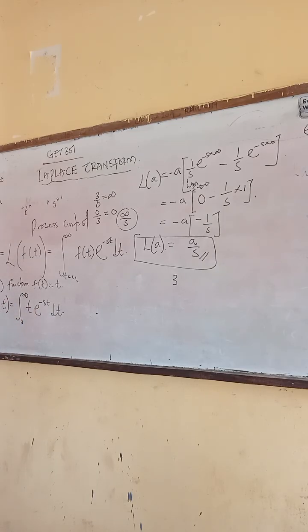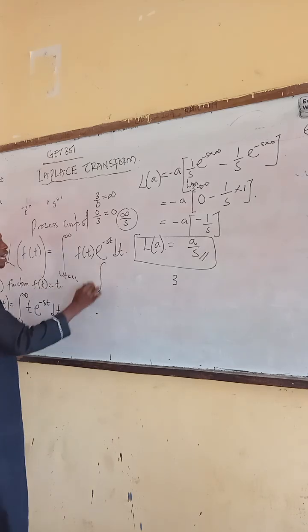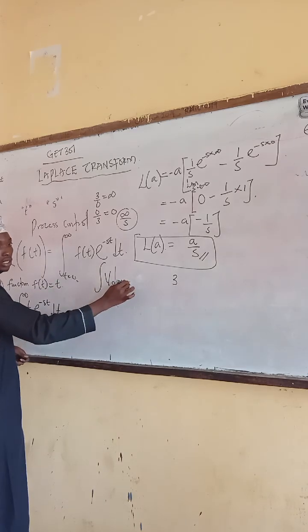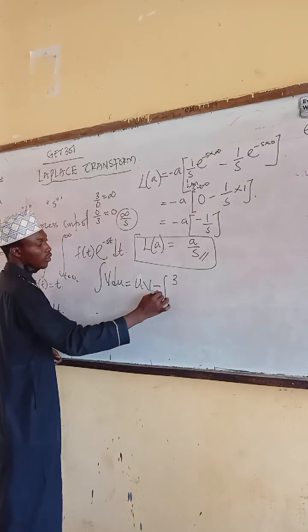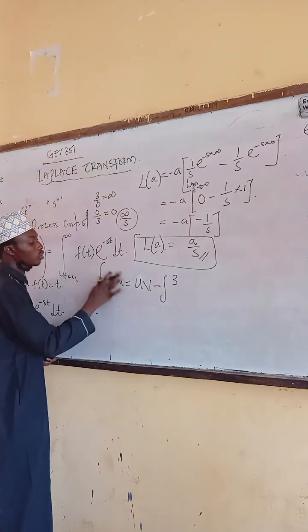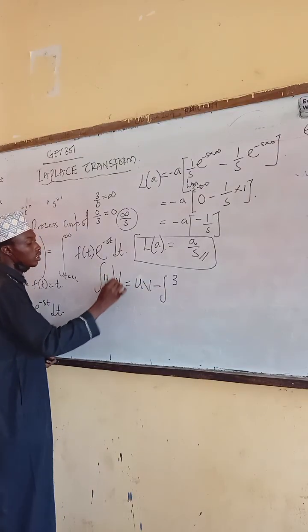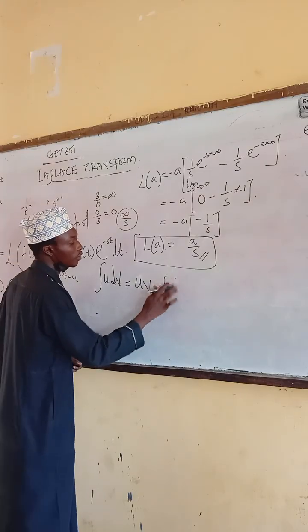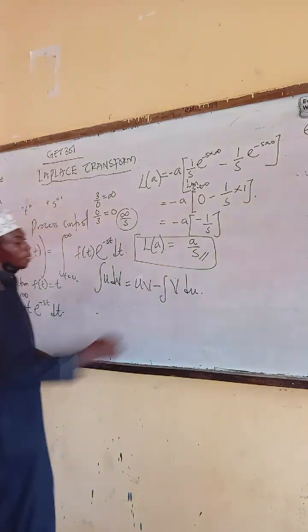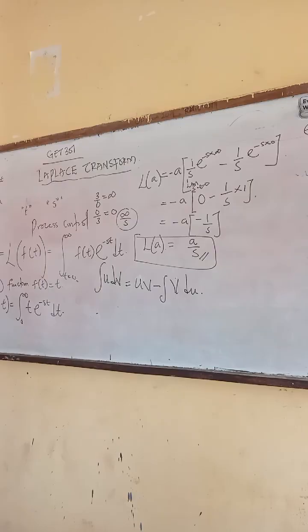Which integration is this? Integration by parts. This is not a constant, so this is integration by parts. How do you solve integration by parts? The integral of u dv equals uv minus the integral of v du. That's what integration by parts is.